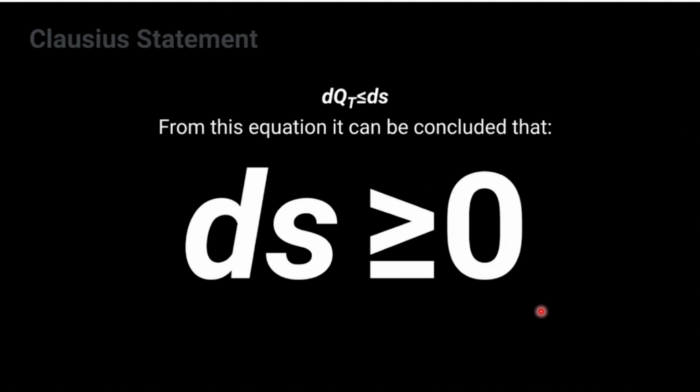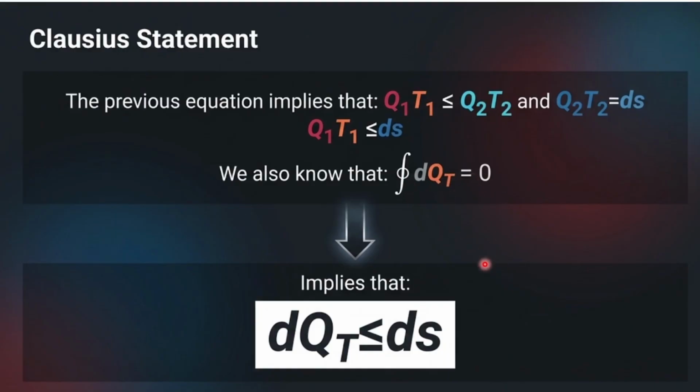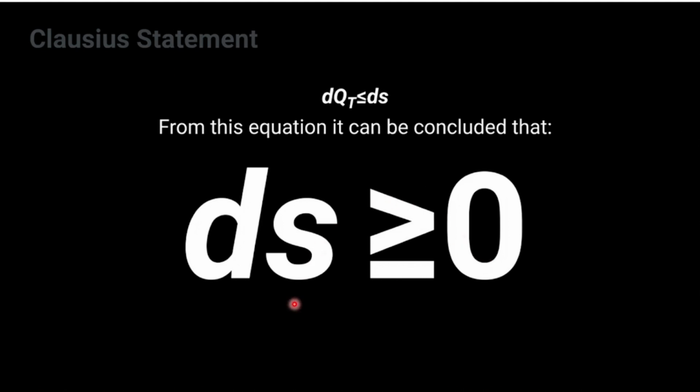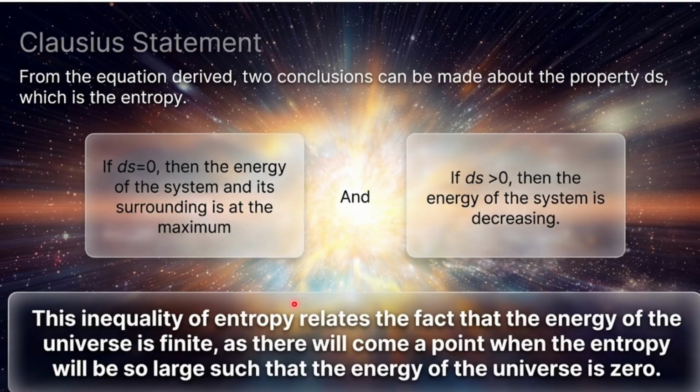From this equation, we can conclude that dS will always be greater than or equal to 0, since we said that the cyclic integral of dQ on T is equal to 0. So dS will always be greater than or equal to 0. What does this mean exactly? What does the change in entropy being greater than or equal to 0 mean? From the equation derived, two conclusions can be established about the property dS. Let's imagine that dS, that is the change in entropy, is equal to 0.